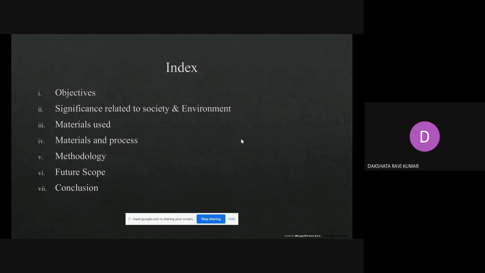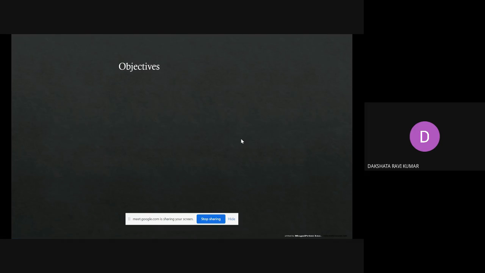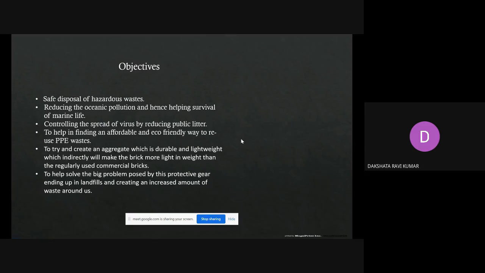The first objective of our project is the safe disposal of hazardous waste. The main ingredient in our project is PPE mask aggregates. In India, and all around the world, people have been legally advised to use personal protective equipment, whereas not much awareness is being spread about the disposal. So we as citizens should take a step towards the safe disposal of the masks which are produced in large numbers.